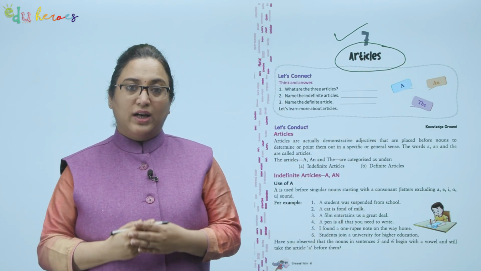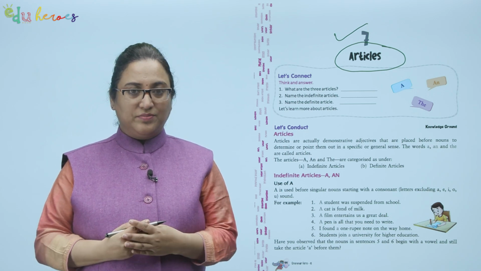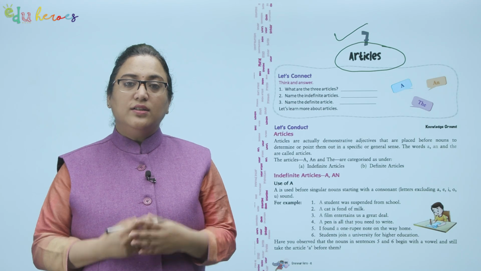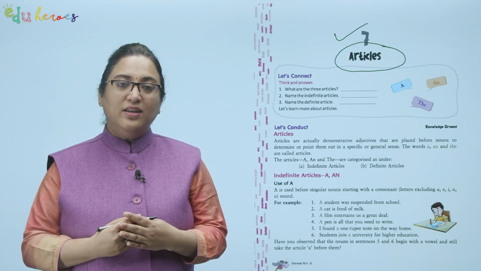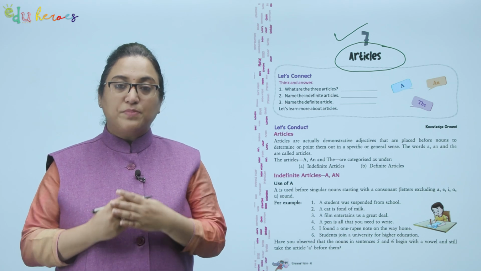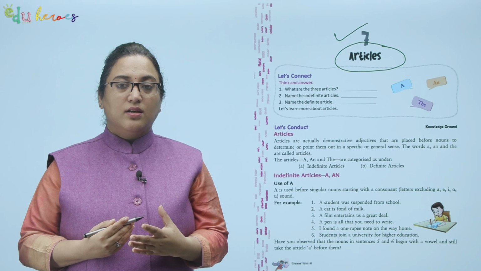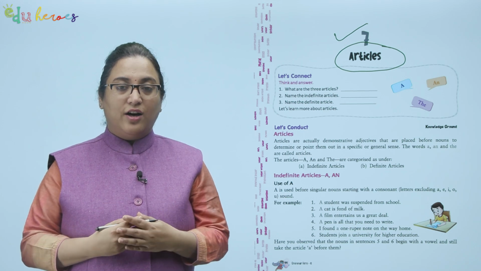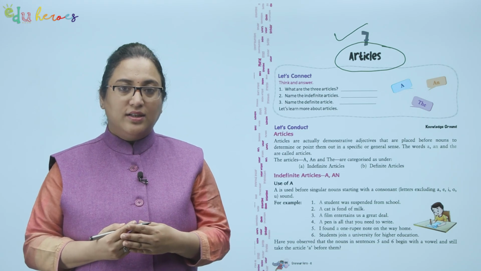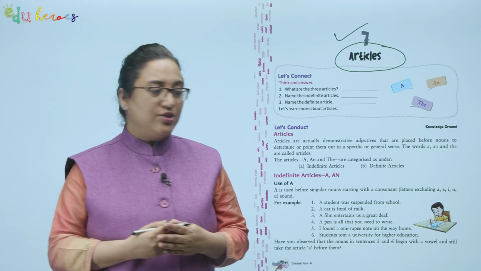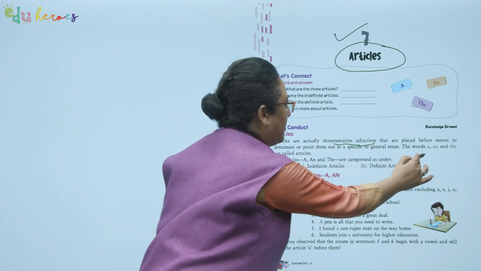I hope you could do that. Now let's delve deeper into it. Articles are actually demonstrative adjectives that are placed before nouns to determine or point them out in a specific or general sense. The words a, an and the are called articles. So this is another way of looking at it, that these are demonstrative adjectives which we can remember, and these are the three articles.